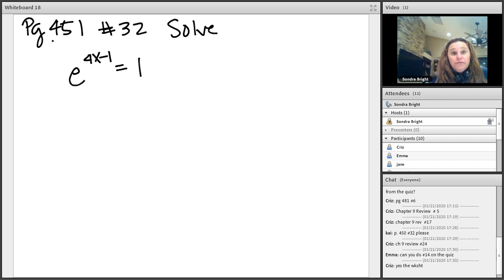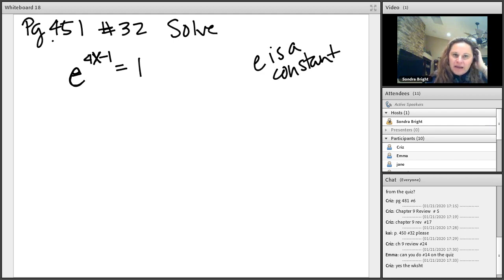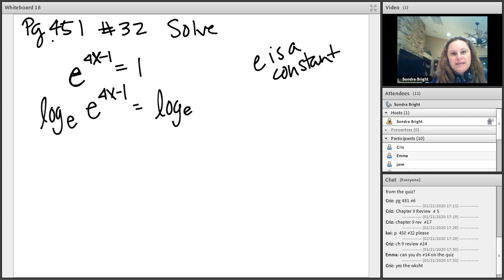Okay, so to solve for an exponential function where x is your variable, remember e is a constant. E is a constant. There's a button on your calculator for it. It's just like pi. It's a different value, but e is an actual number. And so to get the x out of the exponent, you got to use logarithms. Because it's an e, I'm going to use log base e. I'll even write it log base e instead of natural log. Log base e of e to the 4x minus 1 is equal to log base e of 1.